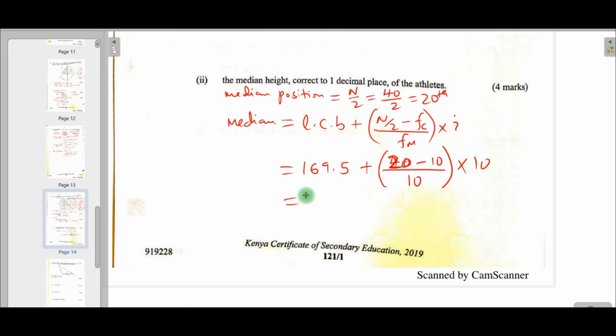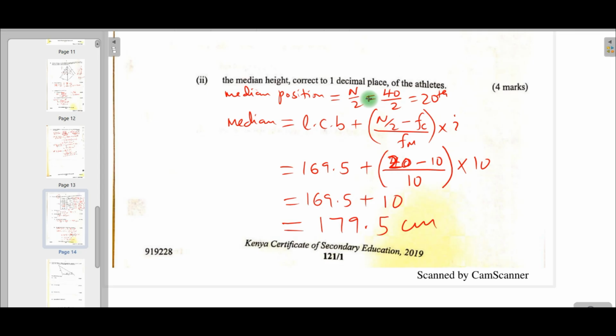Then from there we have 169.5 plus 20 minus 10, that is 10. 10 divided by 10 is 1, times 10 we have 10. And therefore this will be 179.5 centimeter. So that is the median of the data, the median height. And we have given the answer correct to 1 decimal place.